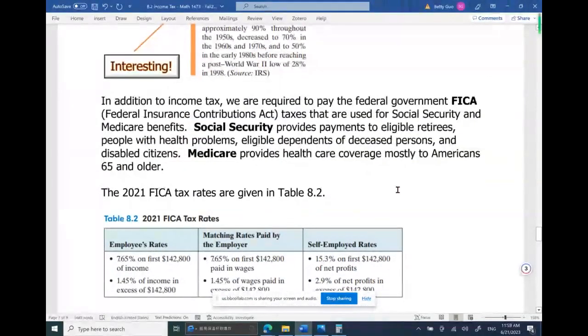Okay, next topic, we are going to talk about the second part of your total income tax, FICA. FICA stands for Federal Insurance Contributions Act, which is used for Social Security and Medicare benefits. Yeah, they have been saying the pool is drying up. Social Security provides payments to eligible retirees, people with health problems, eligible dependents of deceased persons, and disabled citizens. Medicare provides health care coverage mostly to Americans 65 and older.